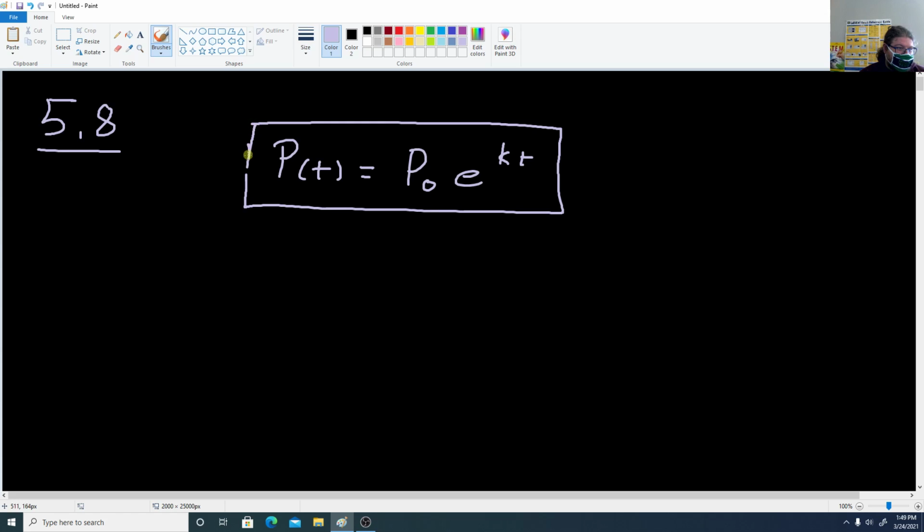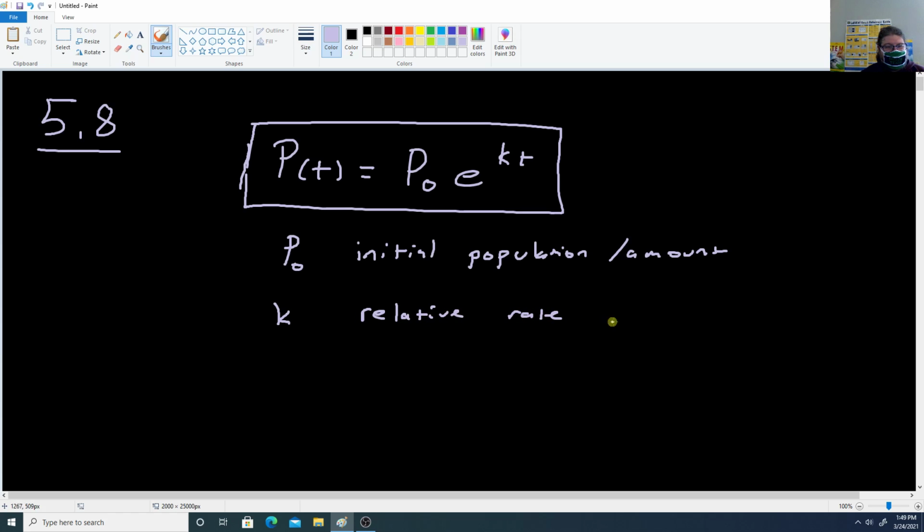And for this expression here, the symbol P naught is the initial population or amount. The symbol K, if K is positive, is the relative rate of growth, or sometimes called decay. If K is negative, then it's a decay problem. T is time. And P of t is the population or amount at time t.